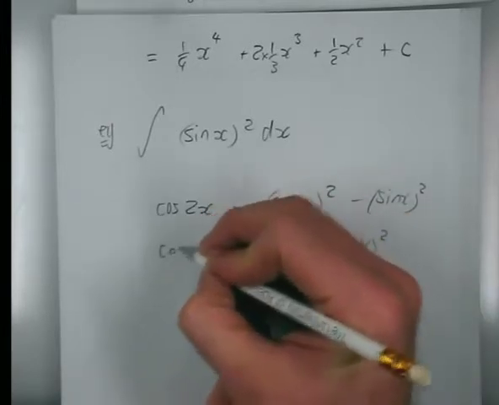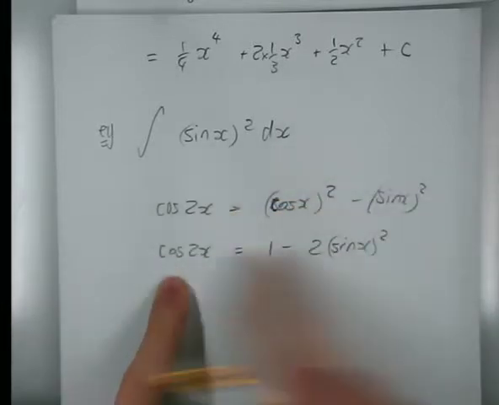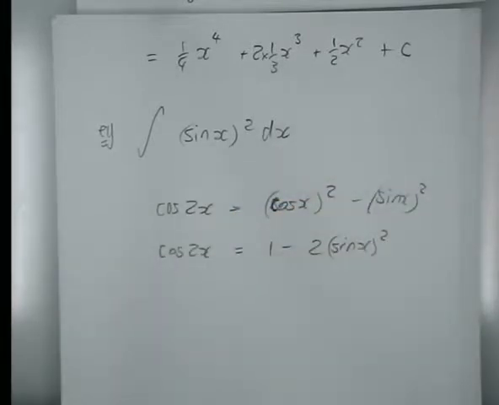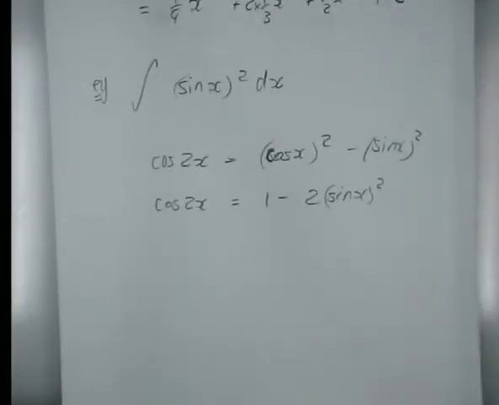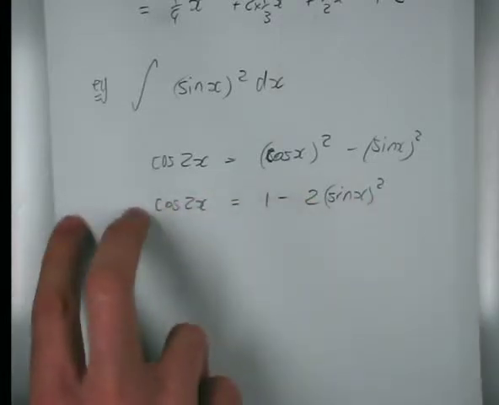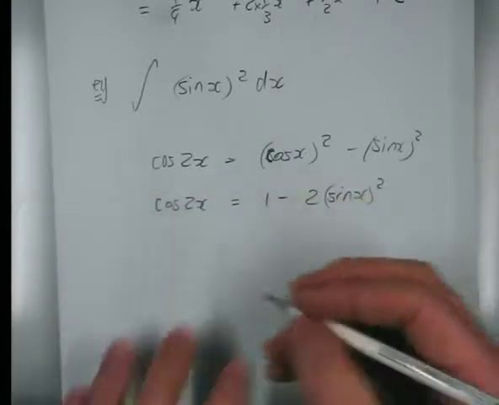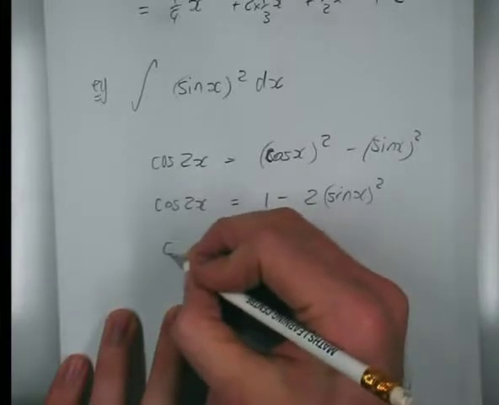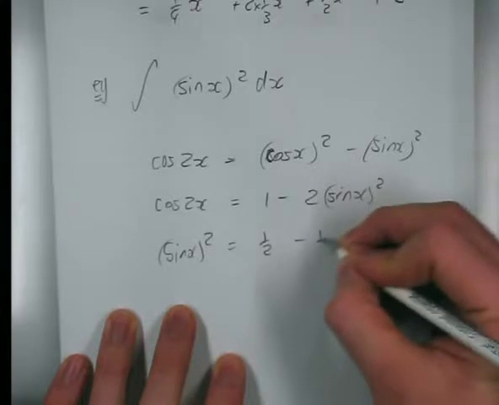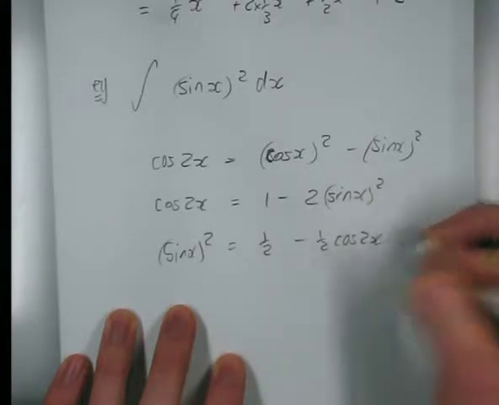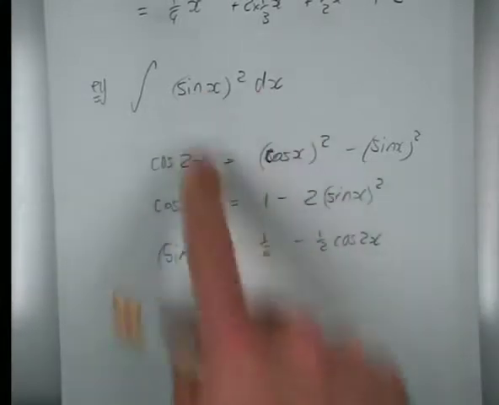So some people are able to remember this one directly. I can't. I always have to abstract it from the other rule. So that means that I should be able to rearrange that. If I put this over there and this over there and divide by 2, I should be able to get sine x squared is a half minus a half of cos 2x. So that means I can replace this with that.